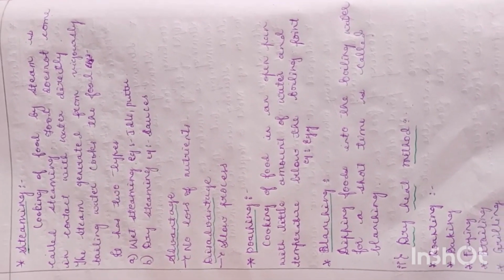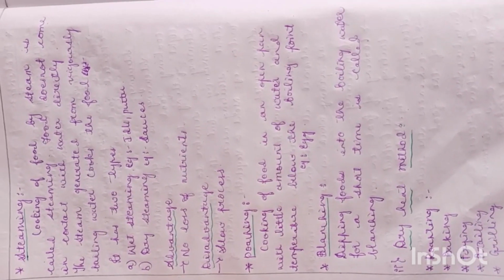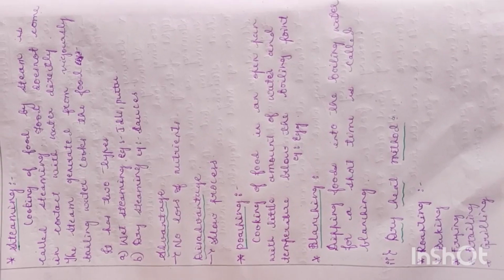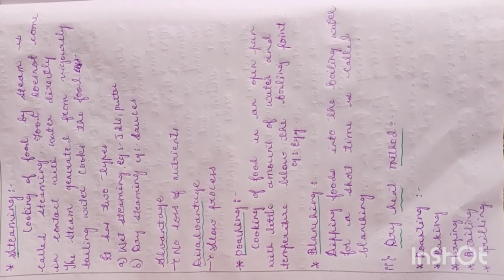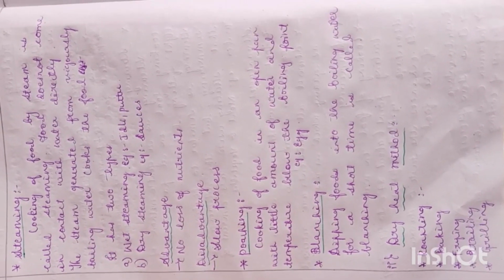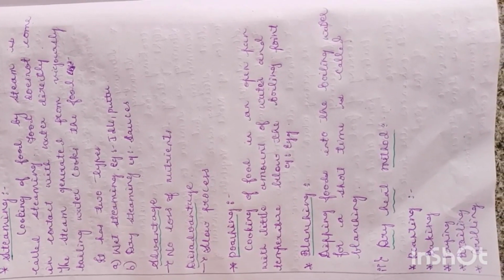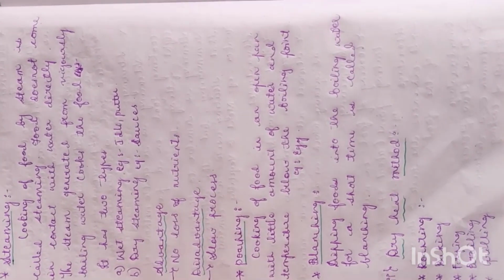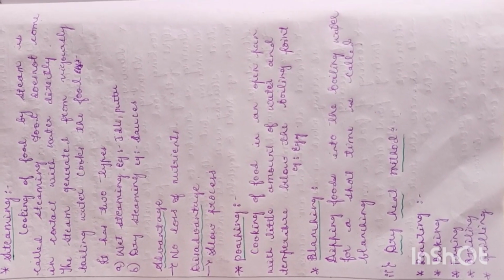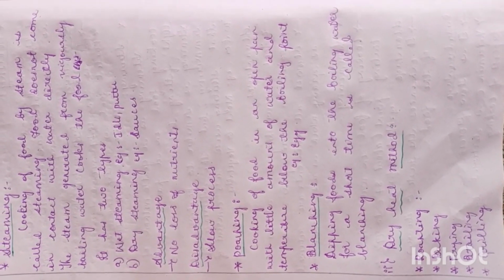Next comes poaching. Cooking of food in an open pan with a little amount of water and temperature below the boiling point is called poaching. Example is eggs are cooked by the poaching method. Blanching. Dipping food into boiling water for a short time is called blanching.